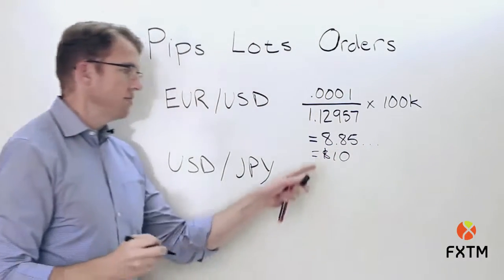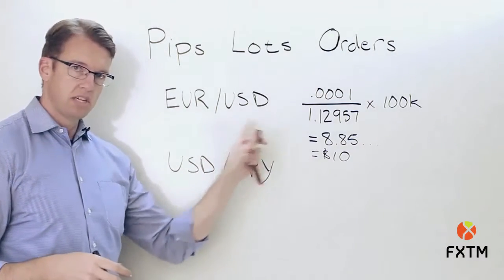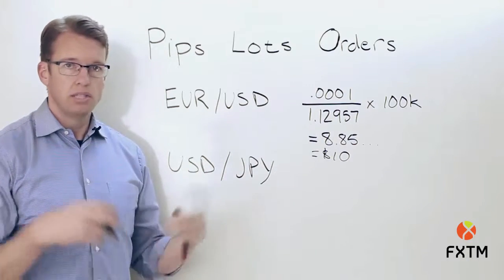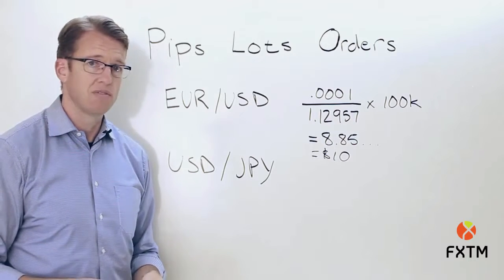In fact, if your account currency were a dollar and any particular currency pair that you're trading where the dollar is in the quote, then a 1 pip move in that currency is going to be worth $10. So it's really easy to figure out.